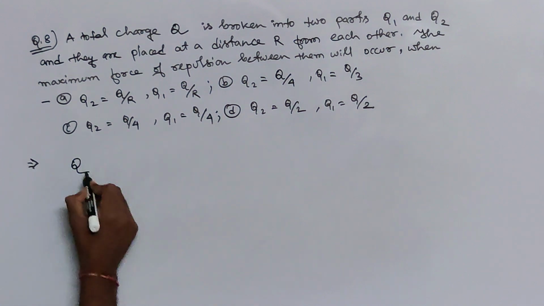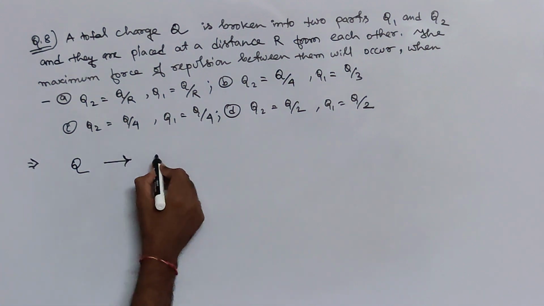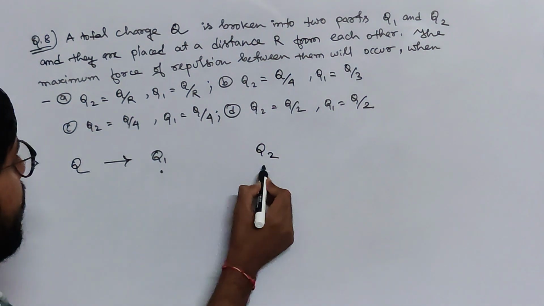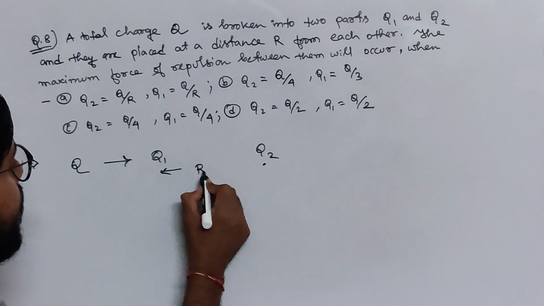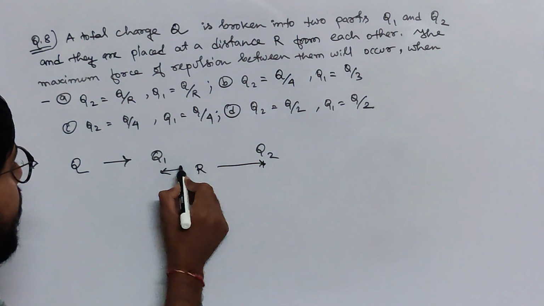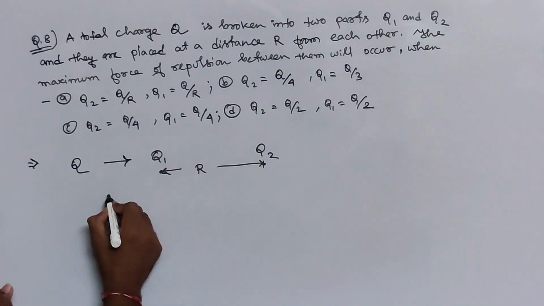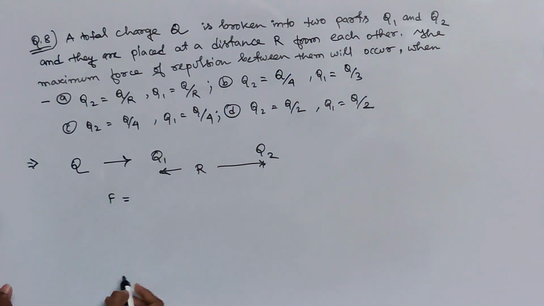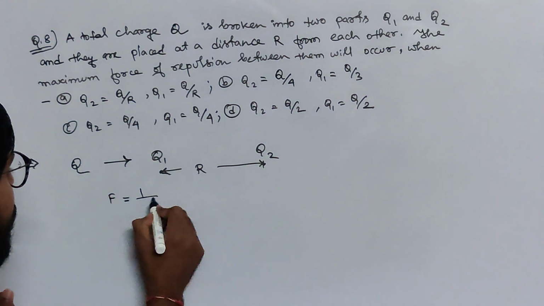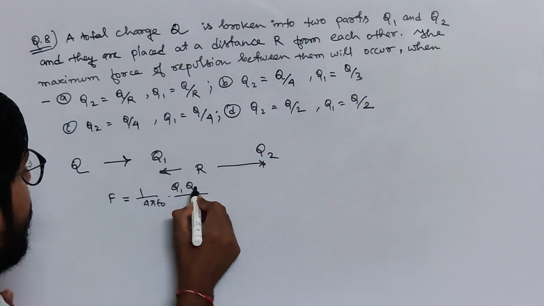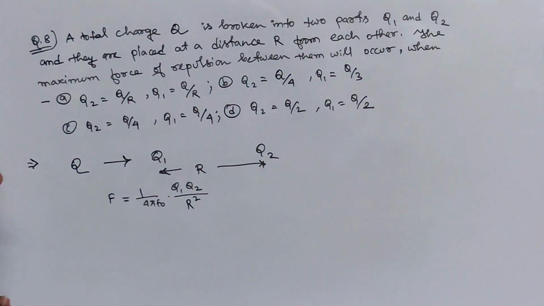So the charge q is broken into q1 and q2, and they are placed at a distance r from each other, and we have to find the maximum force of repulsion. First of all, let us find the force of repulsion. Then what will be the force of repulsion? It will be F equal to 1 by 4 pi epsilon naught q1 q2 by r square, right?